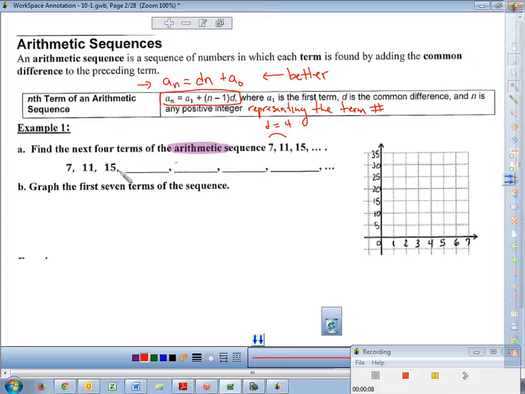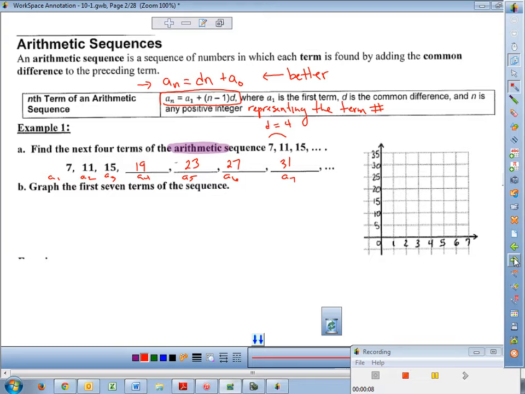That means every next term will go up by 4, since that's a positive 4. So we went 7 to 11, 11 to 15. If I just add 4 more to that, I'll get 19. Add 4 more to that, I'll get 23. Add 4 more to that, 27. And add 4 more to that, I will get 31. So this is really a sub 1 right here. This is a sub 2, the third term, the fourth term, the fifth term, the sixth term, and the seventh term in the sequence. So what they want us to do is graph the first 7 terms in the sequence.